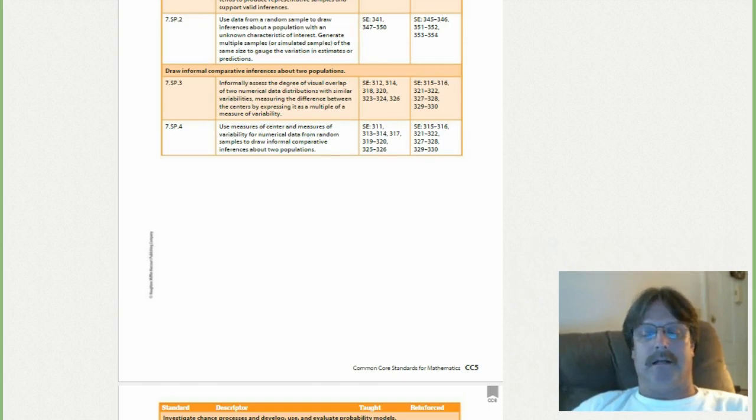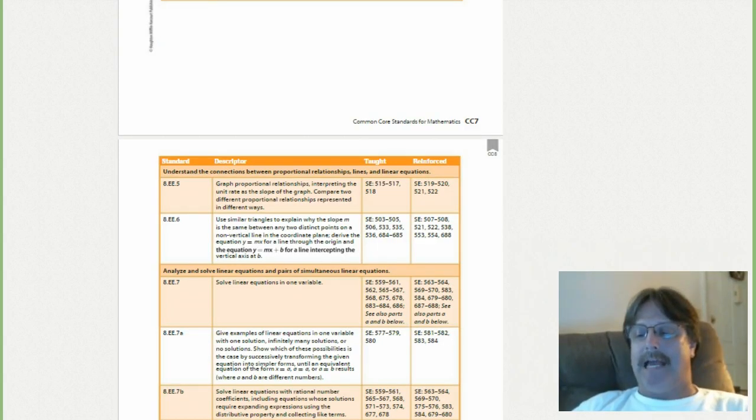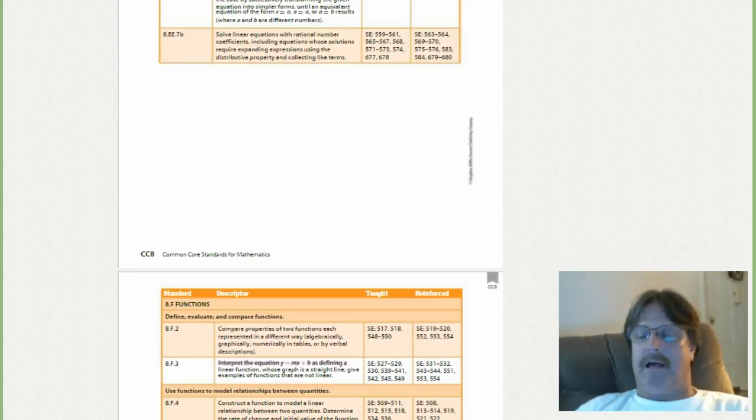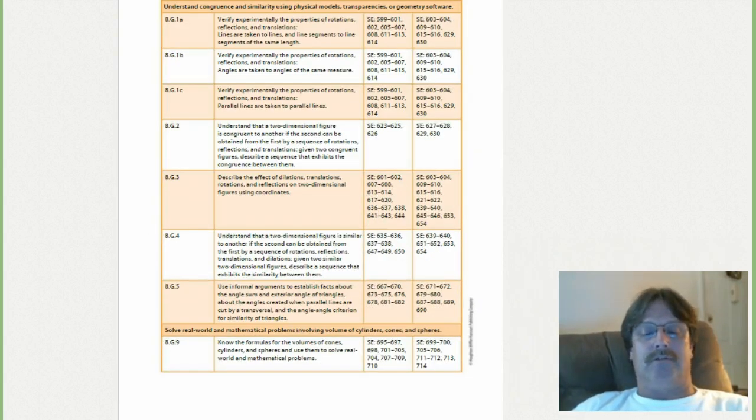So let's see, we keep on moving down. You notice here there's some 8th grade standards, the 8.EE.5. That's 8th grade because the accelerated class is going to be everybody using the same book, but the accelerated class has additional standards that they have to get through, so that's what addresses that.